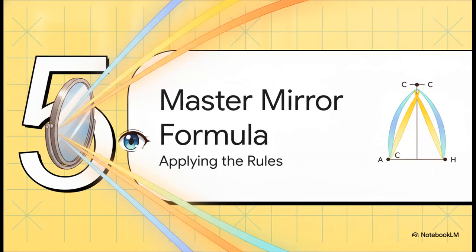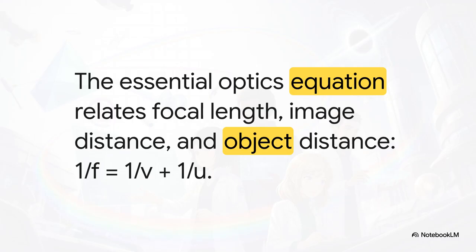Let's put it all together in our final section. Section 5, Master the Mirror Formula. All right, here is the master key for optics. 1 over the focal length equals 1 over the image distance plus 1 over the object distance. It's a beautifully elegant equation that perfectly balances all 3 of those variables. But here's the catch. It instantly breaks down if you don't apply those positive and negative signs we just uncovered.